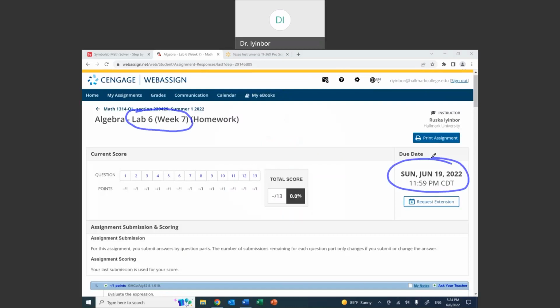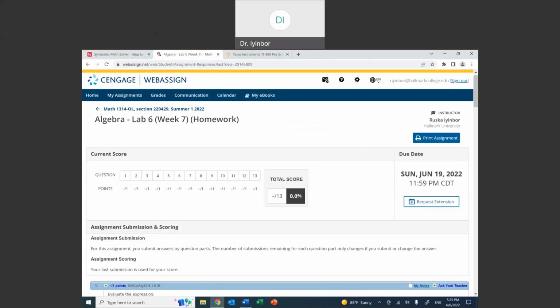And also make sure you finish your quiz 6 and final review. Quiz 6 is also due June 19, and the final review is for a grade. Not the exam, the review is for a grade. So make sure you submit all those assignments by June 19.